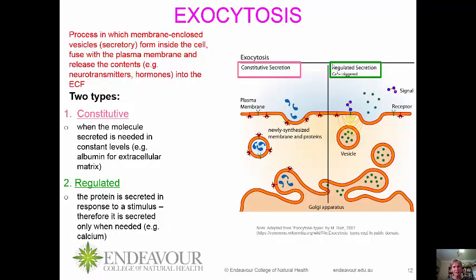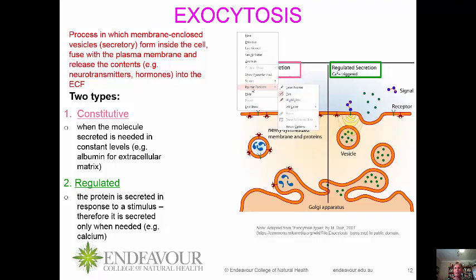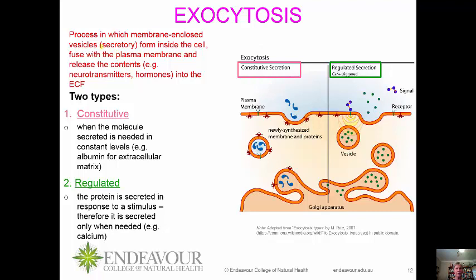So that's your 3 types of endocytosis. So now we'll move on to exocytosis. Remembering exo, external, going to the external. So it is a process in which membrane enclosed vesicles, that's why it's called vesicular transport, it always involves a vesicle. And in this case, it's called a secretory vesicle. So if you have a look at this word here, secretory, because it is secreting it from the cell. It is getting it out of the cell.